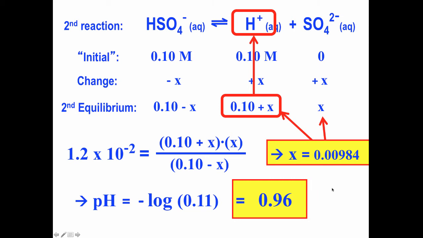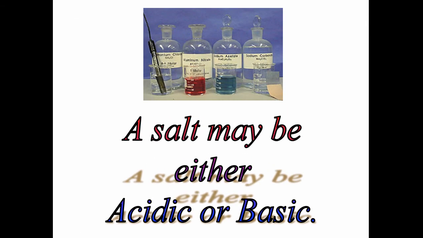And notice this is a little lower than the pH we'd expect if there was just a monoprotic acid of 0.1 molar undergoing a complete dissociation. So the second dissociation gives us a little more H plus and a lower pH.